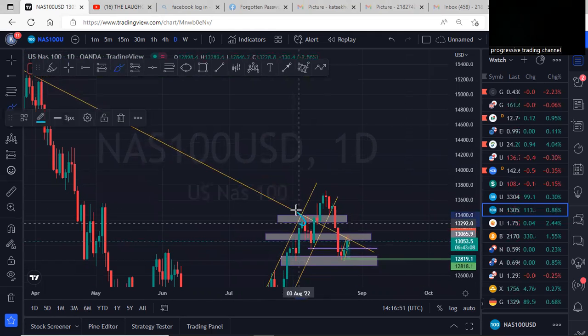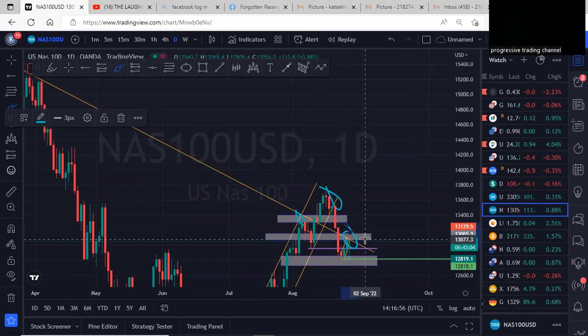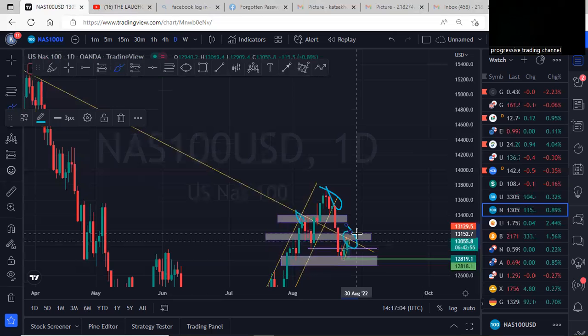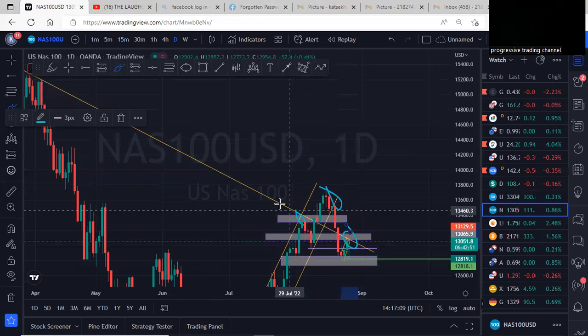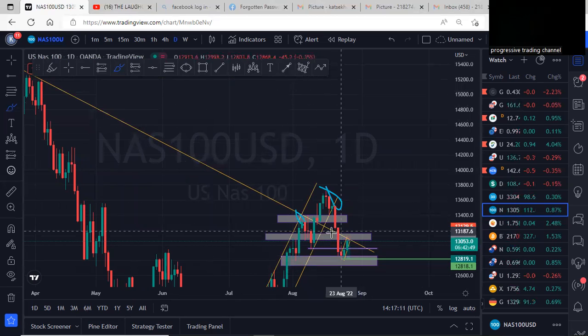We already have our left shoulder, we have our head, and now we are about to get our right shoulder. So this is what we're waiting for. Now I'm waiting for the market to confirm for me.